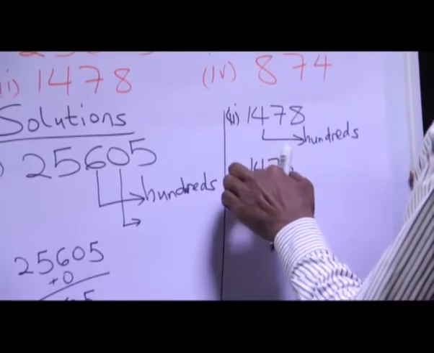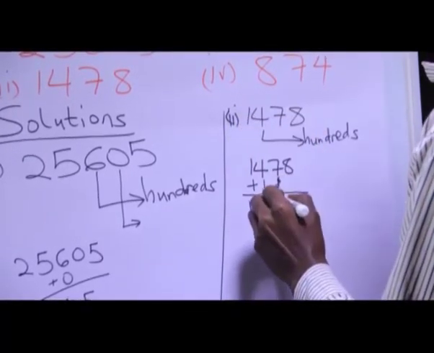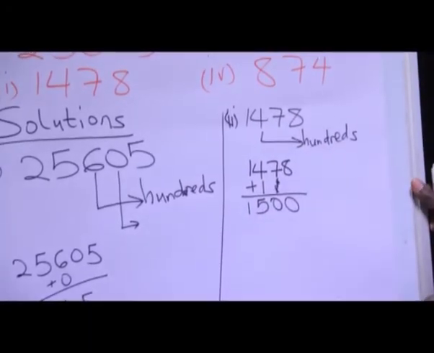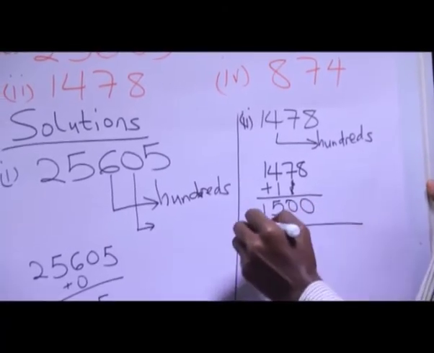So I'm going to say 1. Of course, 4 plus 1 gives us 5. I replace the 7 with a 0. I replace the 8 with a 0. So my final answer is 1,500.